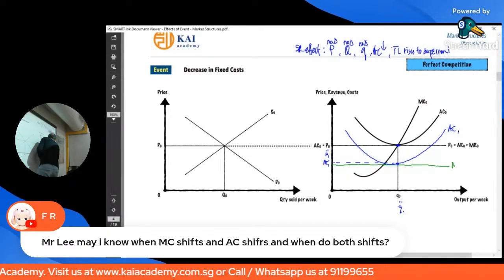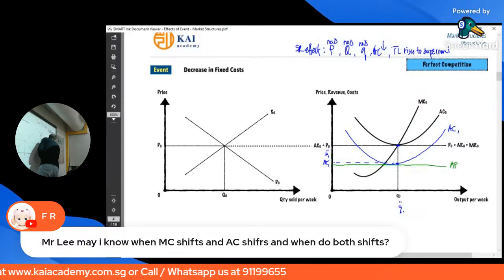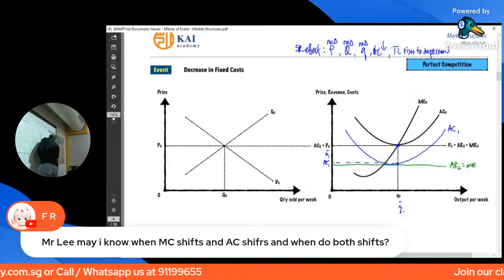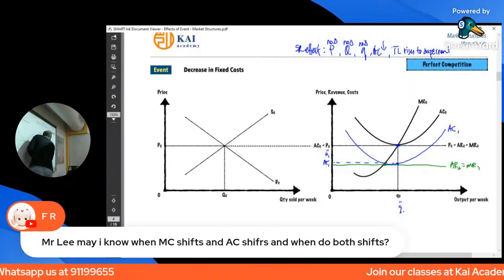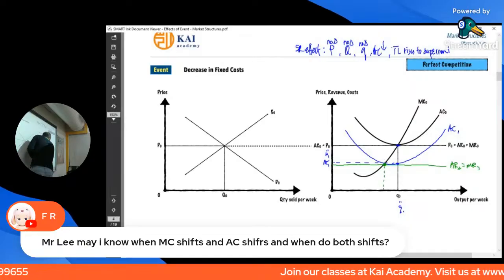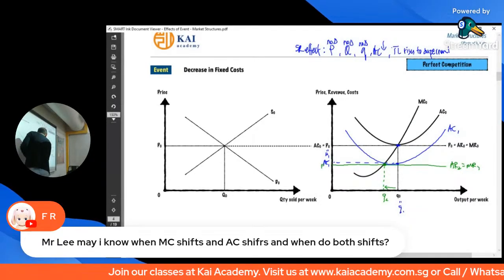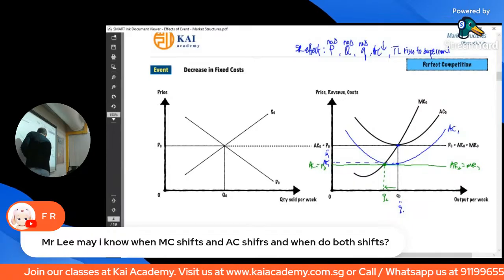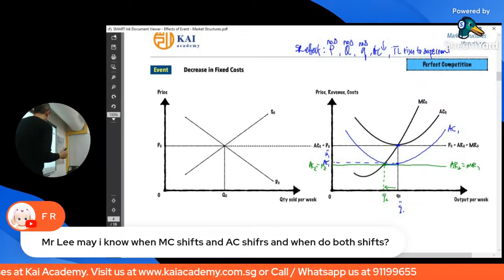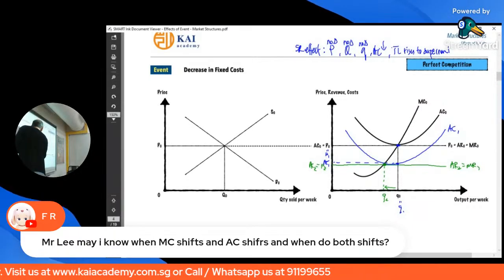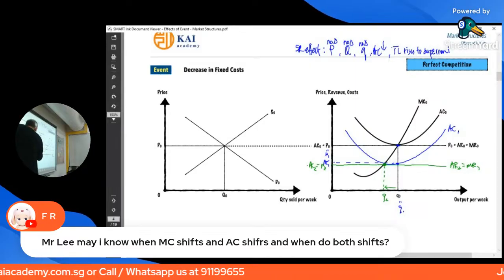So my AR2, MR2 must be at the lowest point of the new AC curve. So my Q2 has to fall. So my P2, AC2 has to give the firm a normal profit. Then, okay, watch the magic now.